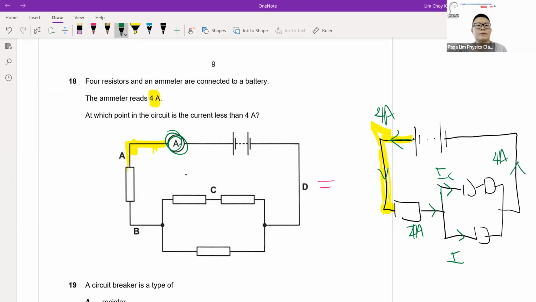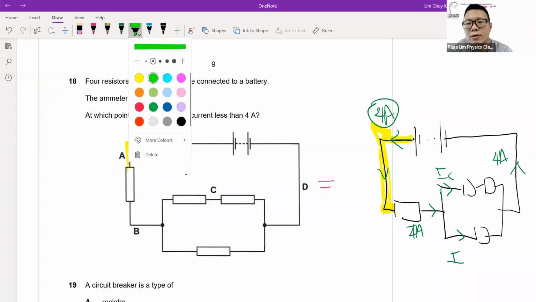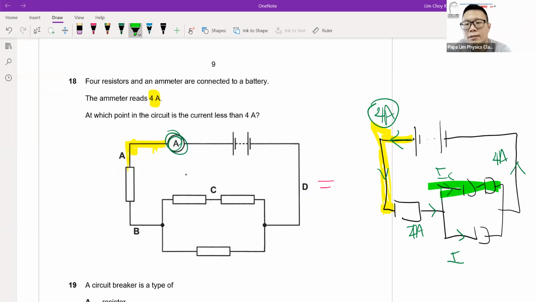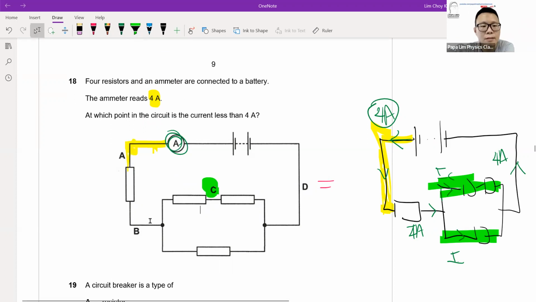So in fact, if the ammeter reaches 4 amp, if this is 4 amp at the beginning, which part of the circuit will have less than 4 amp? Less than 4 amp, definitely, if you look at the arrangement, means IC or I. So it will definitely be option C. Okay, so that's how we look at a simple circuit like this.